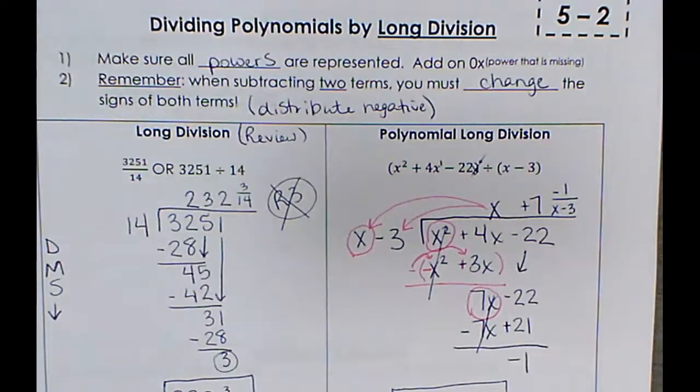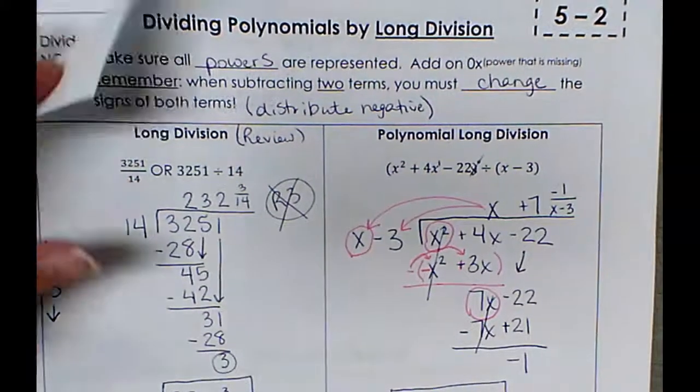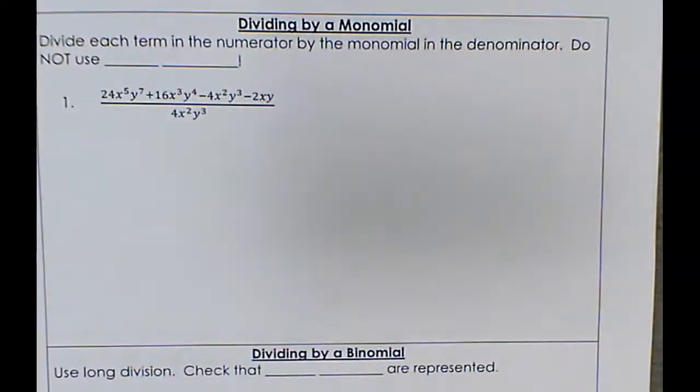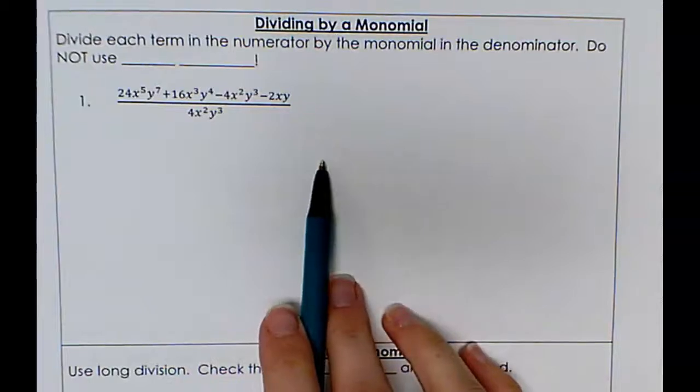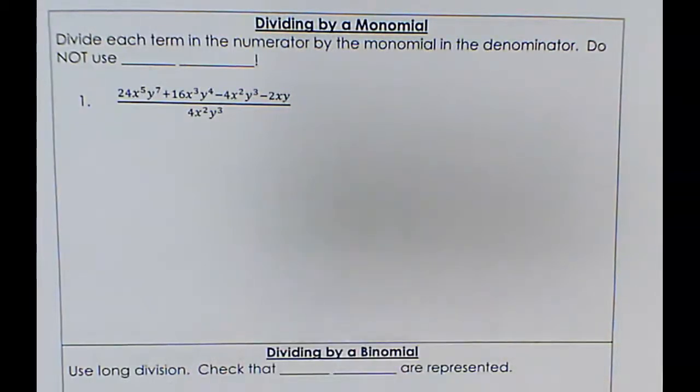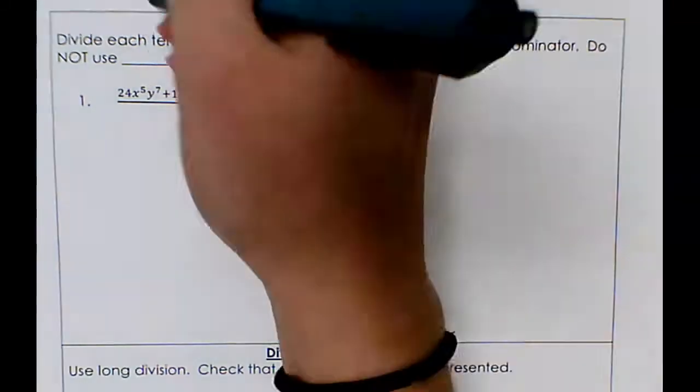Okay, so let's move on to our second page. Now the next part is dividing by a monomial. It says divide each term in the numerator by the monomial in the denominator. Do not use long division.